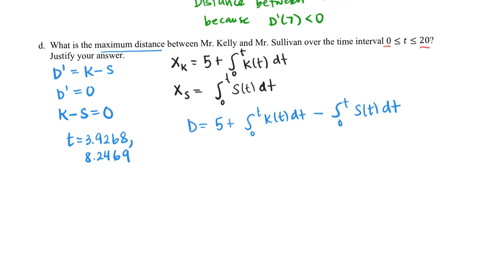And then I need to check several points here, and we're going to make a table just because there are so many points. T, D. I need to check the endpoints, which are 0 and 20, although 0 I already know is 5 because they had a 5 yard head start. And then I also need to check the critical numbers, 3.9268 and 8.2469. So in my calculator I type 5 plus, I'm going to do 20 first, the integral from 0 to 20 of whatever you saved k as, f of x dx, minus the integral from 0 to 20 of g of x dx.